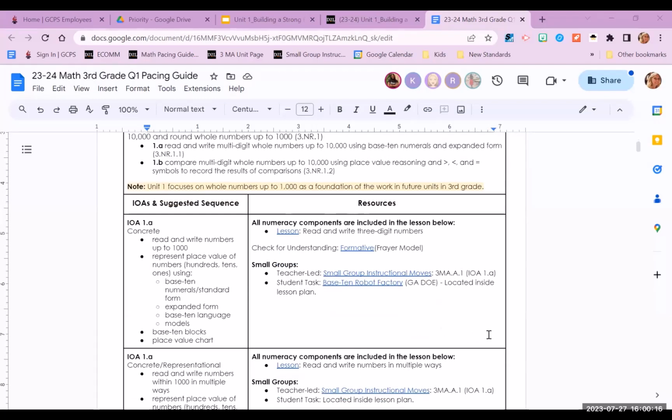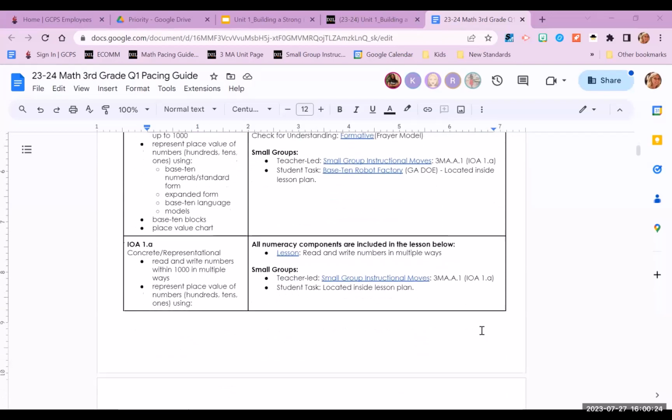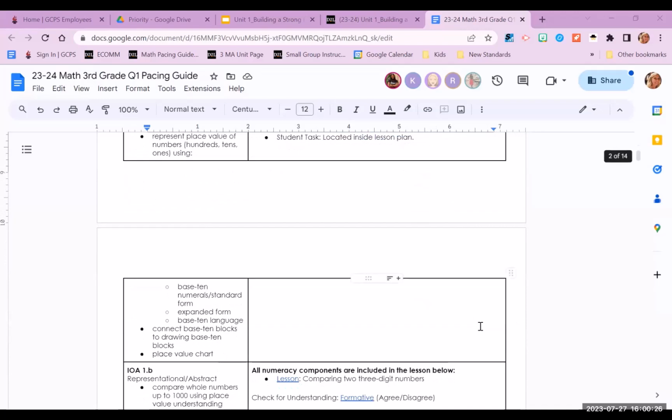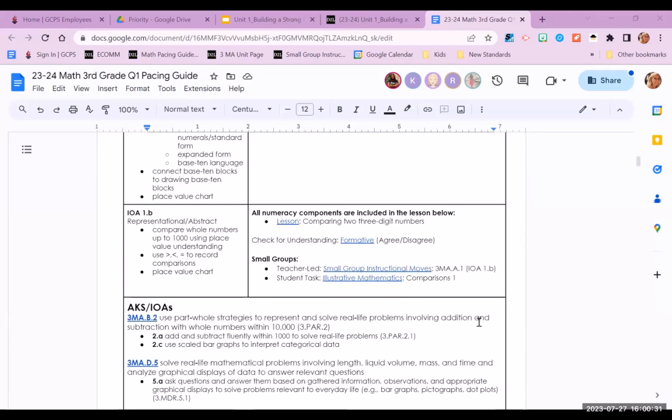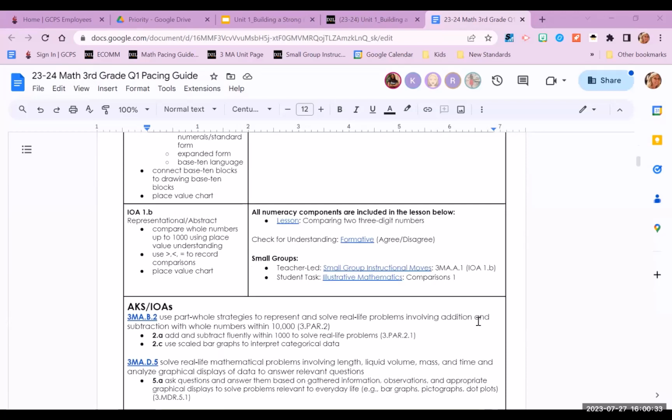As you can see, as you begin to look at the beginning of Unit 1, with IOAs 1A and 1B, we suggest about 3 instructional days. These IOAs will be revisited in a later unit as we move to work with numbers up to 10,000.